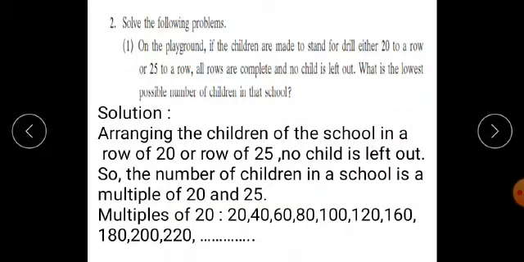Now question number 2, word problem. Solve the following problems. First one: on the playground, if the children are made to stand for drill, either 20 to a row or 25 to a row, all rows are complete and no child is left out. What is the lowest possible number of children in that school?